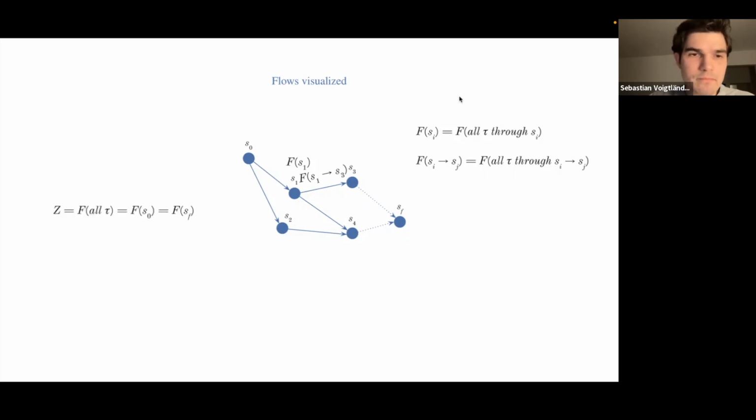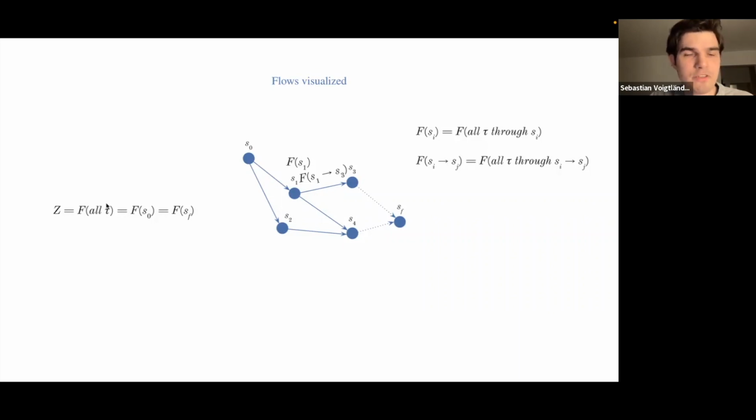The important property is now that as long as the flow within the graph is conserved, that means you don't lose any particles, there are no sinks and sources within the graph, to put on my physics hat a little bit, then you can see that the flow through the first node, the source node, has to be equal to the flow through the sink node. And this in turn has to be equal to the flow through all of the trajectories.